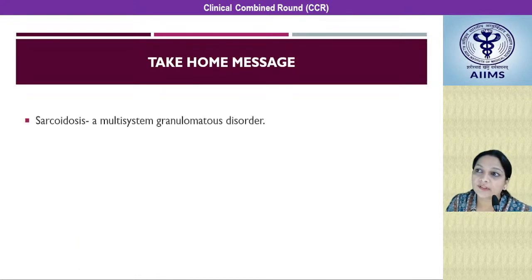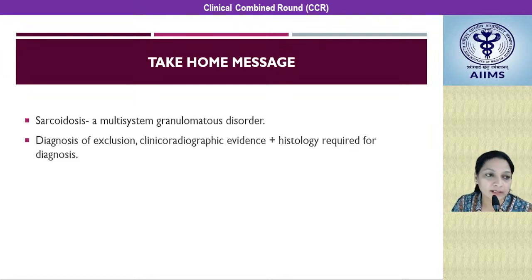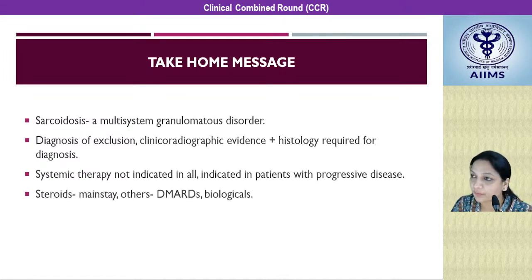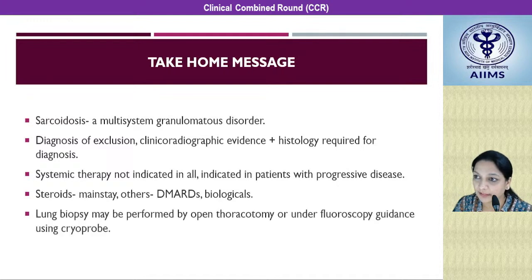So my take home messages are: sarcoidosis is a multisystem granulomatous disease. It is a diagnosis of exclusion in most of the cases. However, clinico-radiographic evidence and histology are required for definitive diagnosis. Systemic therapy is not indicated in all, but in patients with progressive disease. The mainstay of therapy is steroids. Others include disease-modifying agents and biologicals.